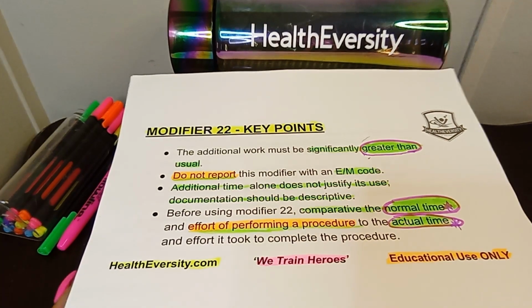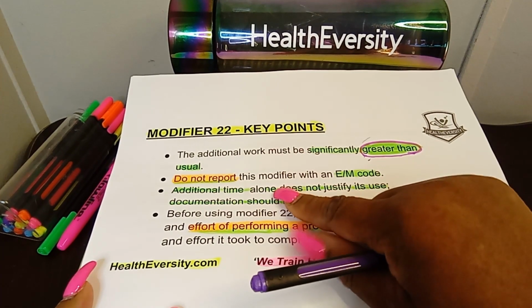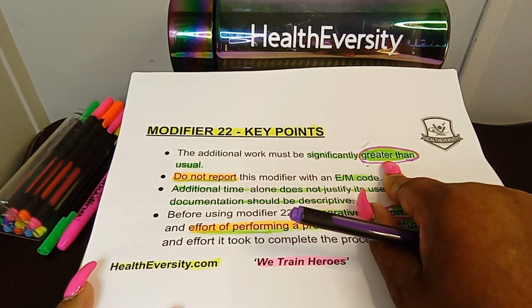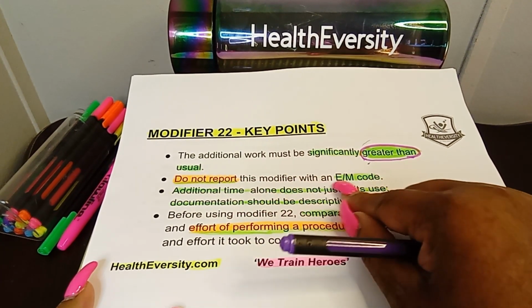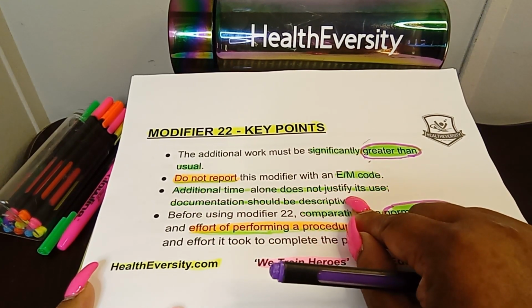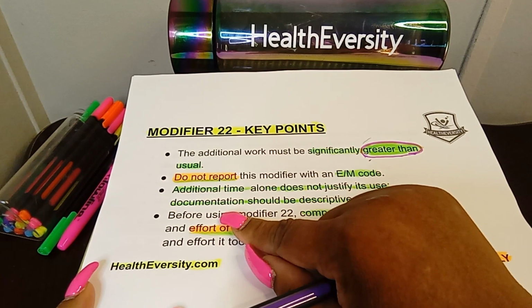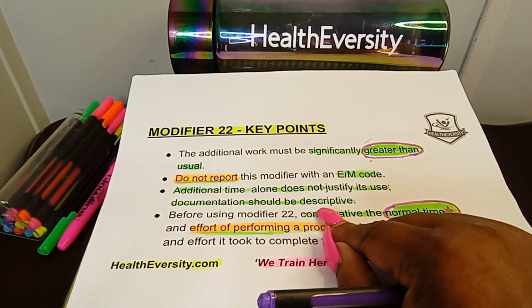Okay, so let's jump into some important parts of modifier 22. The additional work must be significantly greater than normal. Do not report this modifier with an E&M code. Additional time alone does not justify the use. The documentation must be descriptive, so the doctor has to elaborate why they have to do this, why they have to do that, because that's how they get paid. A lot of the time it's caused by denials, or if somebody's getting audited, you have to have the correct information.